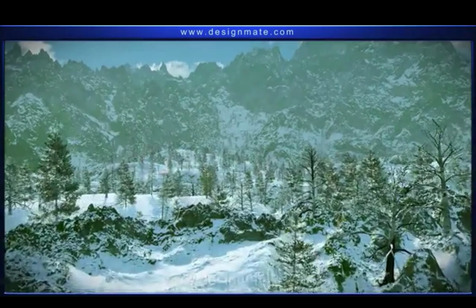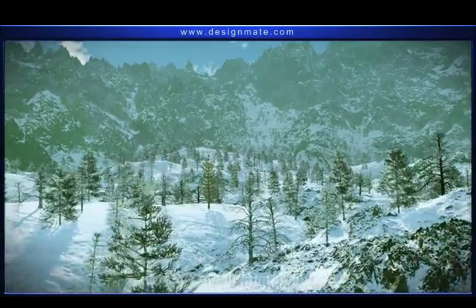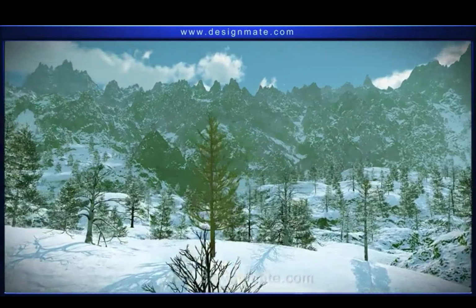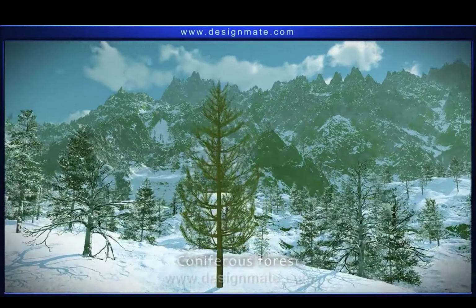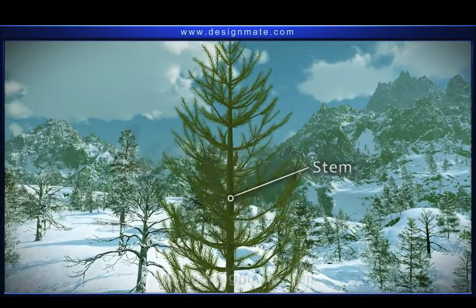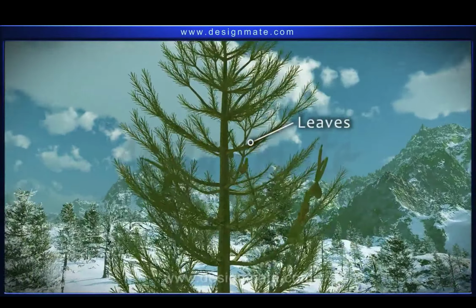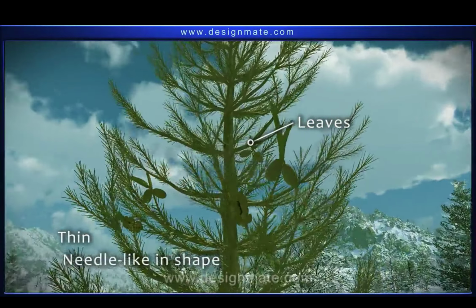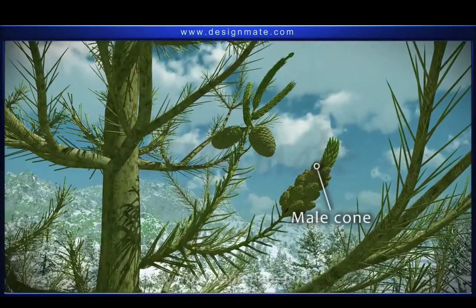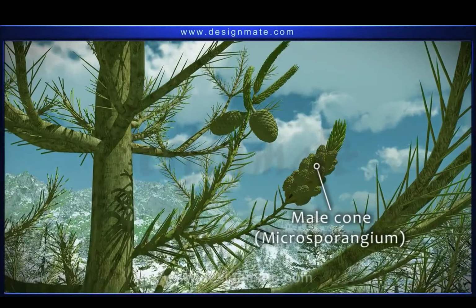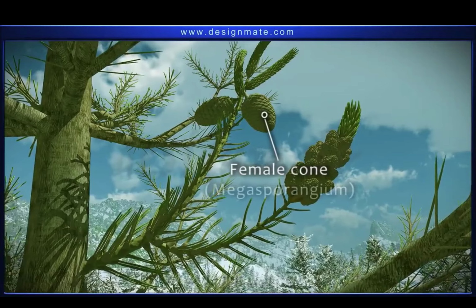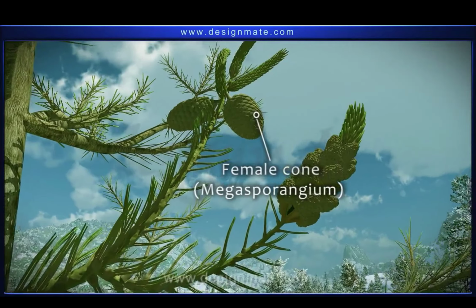Gymnosperms. Example of Gymnosperms is Pinus or pine. The pine trees are evergreen and usually seen in coniferous forests. The plant body is a sporophyte and is differentiated into stem, roots and leaves. The leaves of pine are thin and needle-like in shape. The lower branches of the tree contain male cones, also called microsporangium, and the upper branches contain female cones, also called megasporangium, which is larger than the male cone.